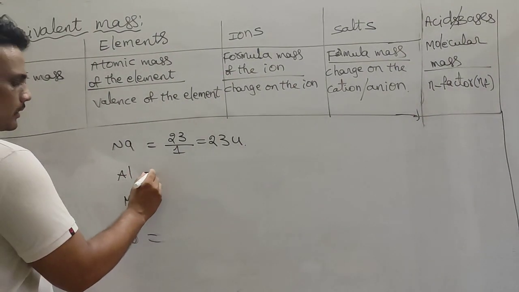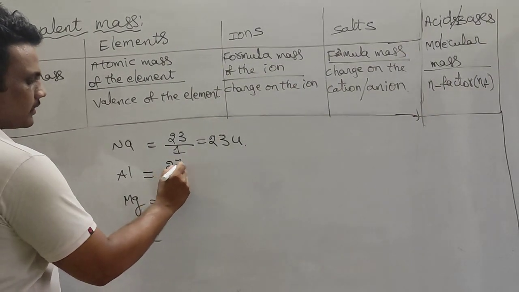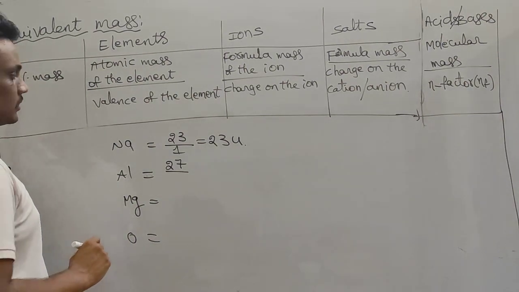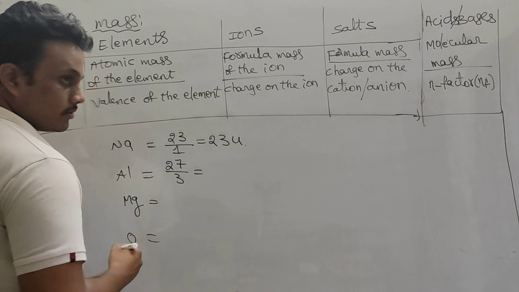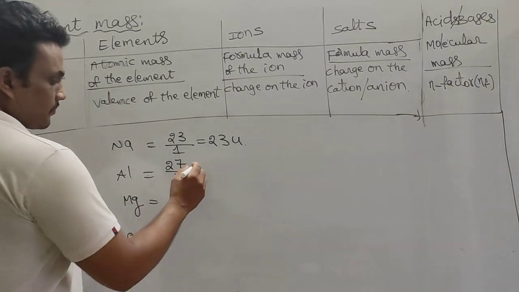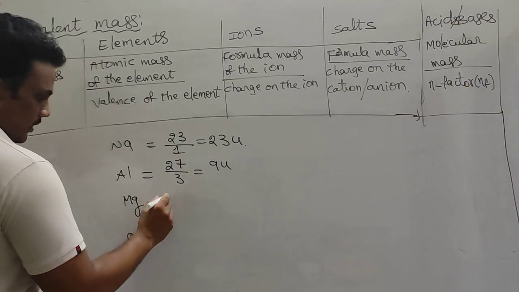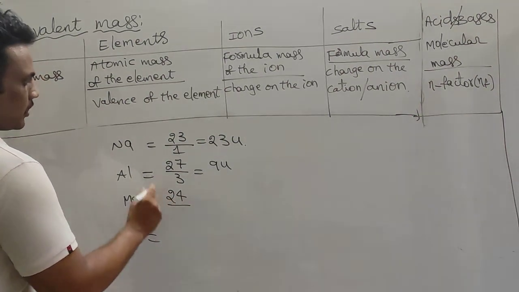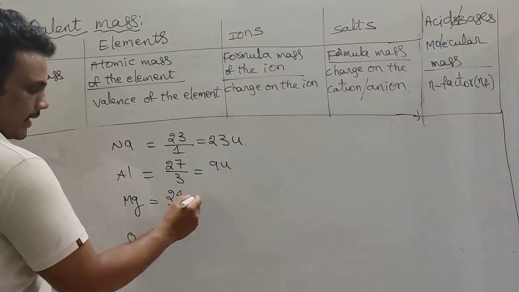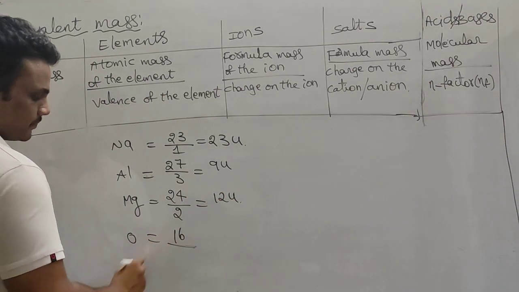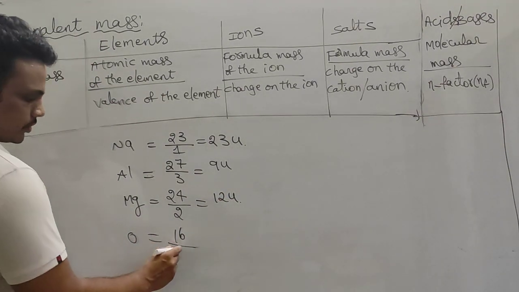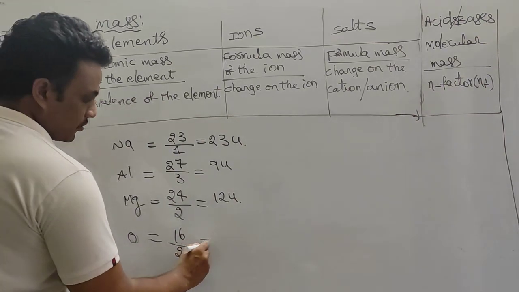Like that, for aluminum, you see 27, its atomic mass, upon its valence, which is 3. We know it is a group 13 element, so 9 units. Similarly, magnesium has atomic mass 24 upon valence 2, as per its group number 12, so 12 units. Oxygen is 16 upon its valence 2, group 16 elements have a valence of 2, so it should be 8 units.